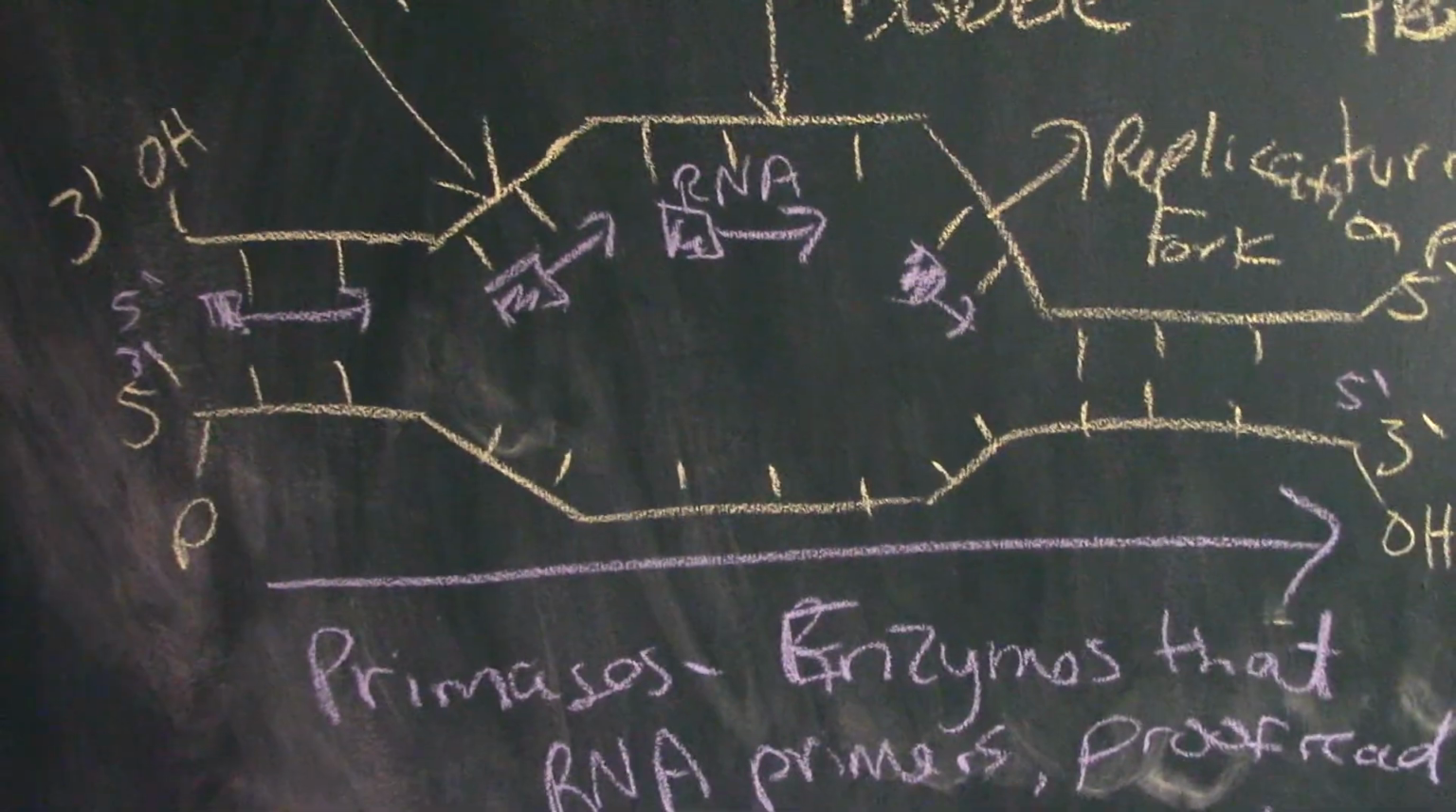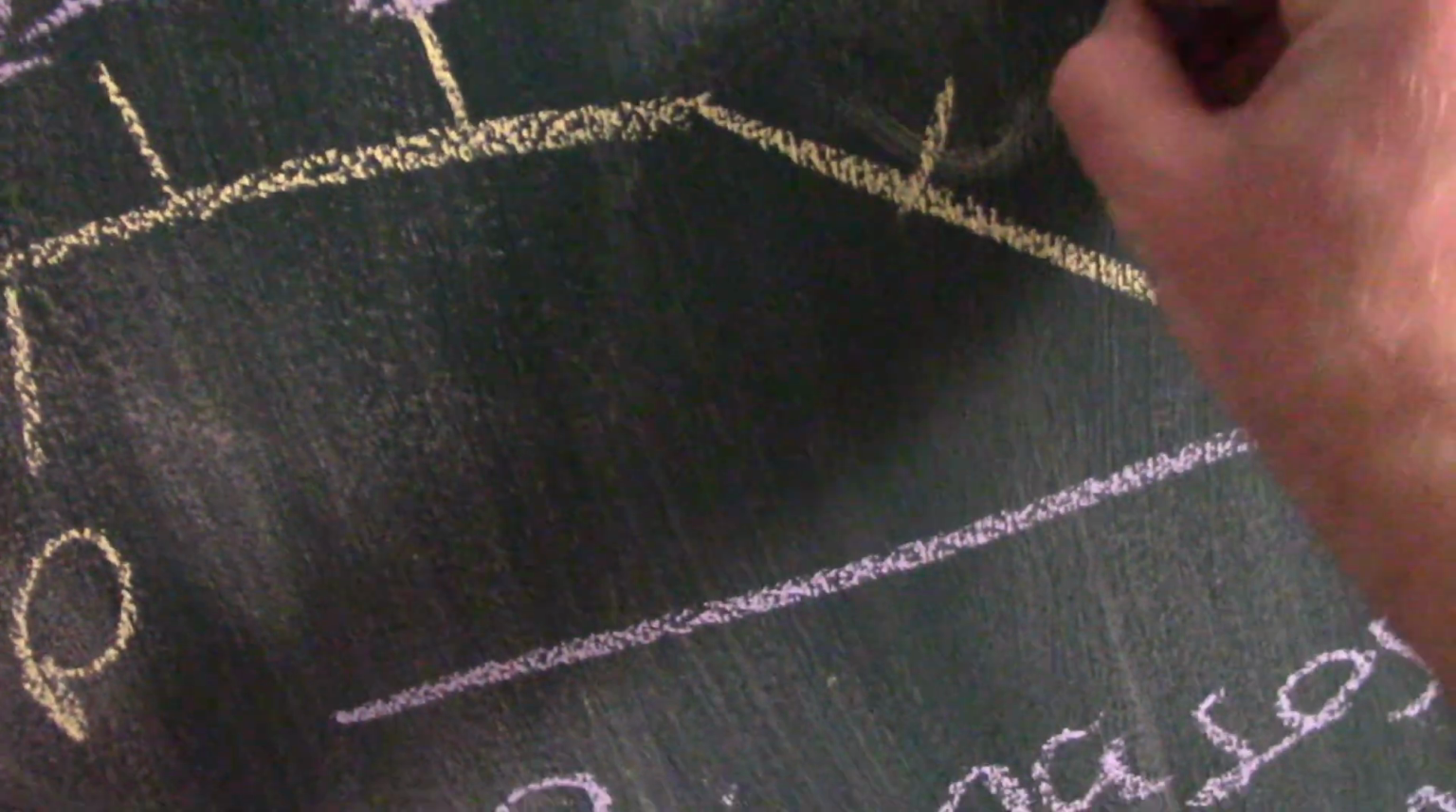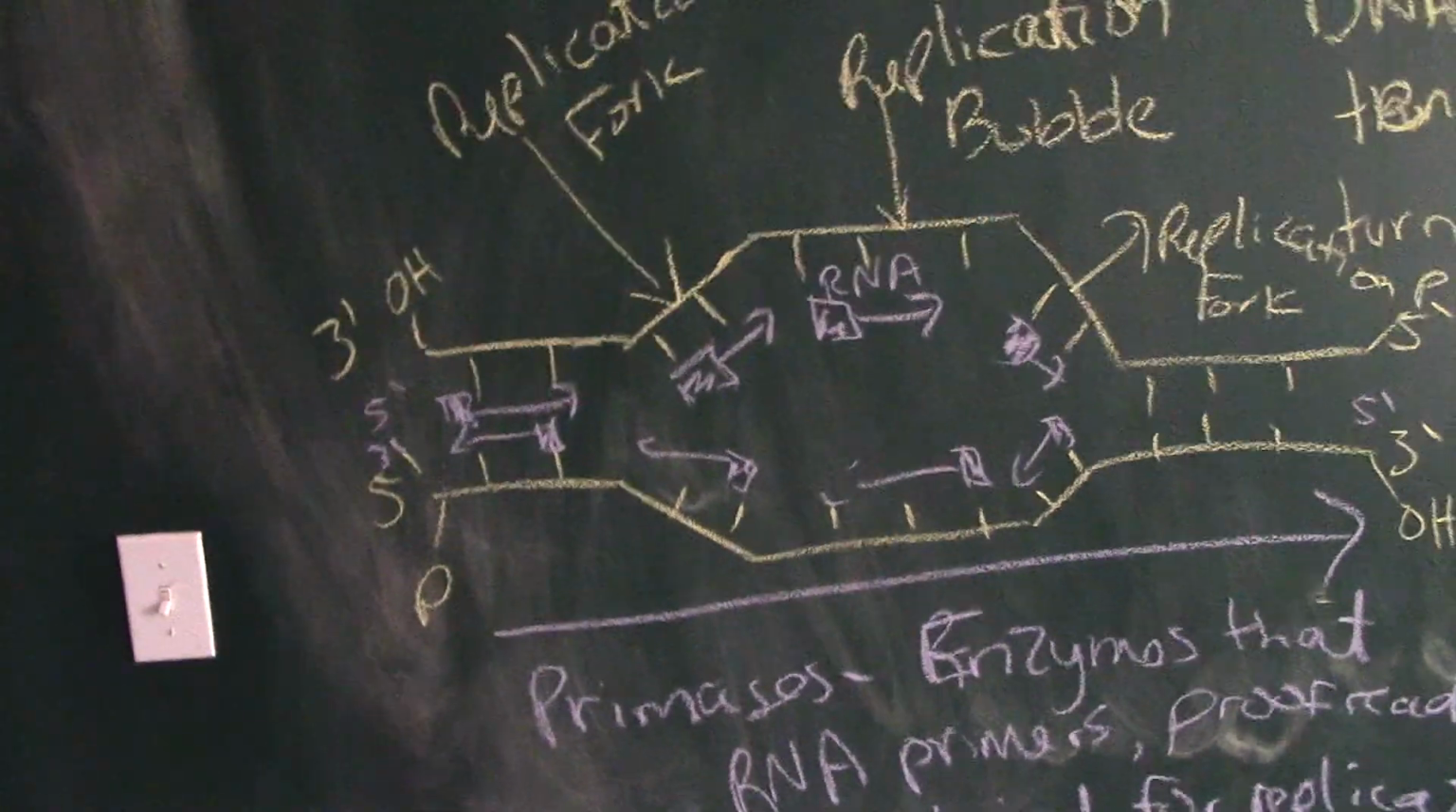So if the replication machinery is overall moving this way, so if that is the direction of replication, you can still only add base pairs in a 5' to 3' direction. So it's built, we'll talk about this more when we get to the next stage, but this one is built in stages. But RNA primers are still added in a 5' to 3' direction. Okay, so the RNA primers are added here, and they proofread, okay? But again, the overall direction of replication is here.